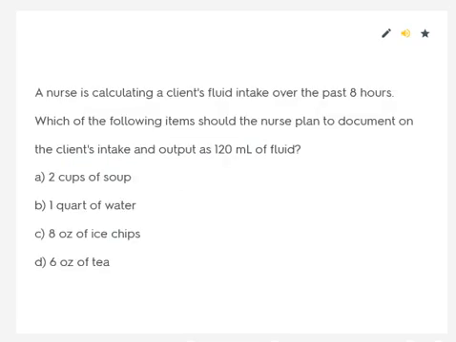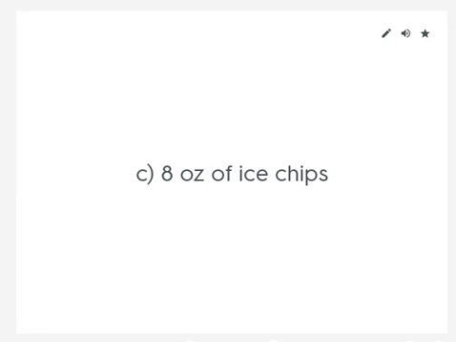A nurse is calculating a client's fluid intake over the past 8 hours. Which of the following items should the nurse plan to document on the client's intake and output as 120 milliliters of fluid? A. 2 cups of soup. B. 1 quart of water. C. 8 ounces of iced chips. D. 6 ounces of tea. C. 8 ounces of iced chips.